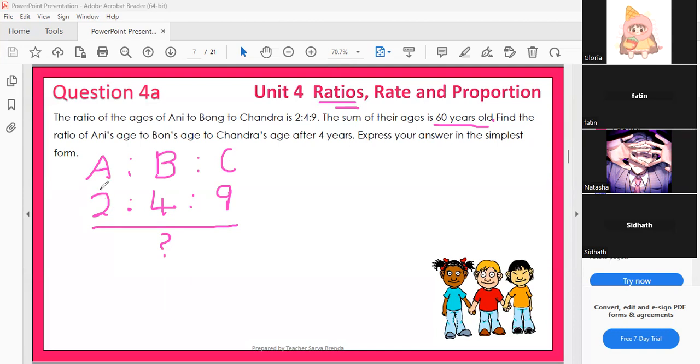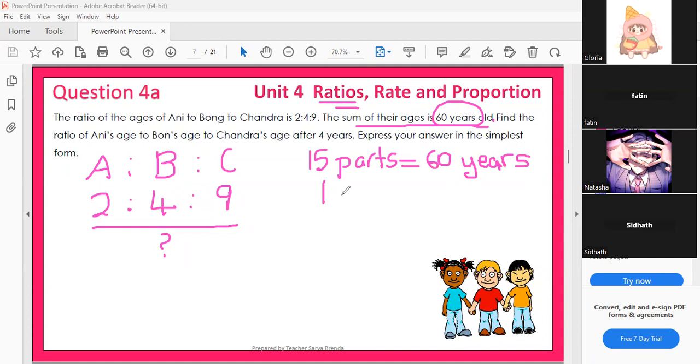Okay, that means Ani 2 parts, Bong 4 parts, Chandra 9 parts. 2 plus 4 is 6, 6 plus 9 is 15. So altogether, there are 15 parts. And these 15 parts are equal to what? 60 years, in age. When it totals up all these parts, it totals up to 60 years.